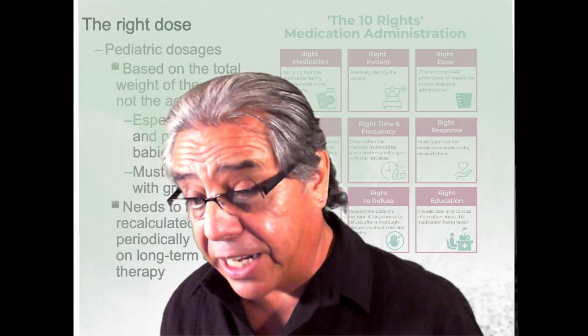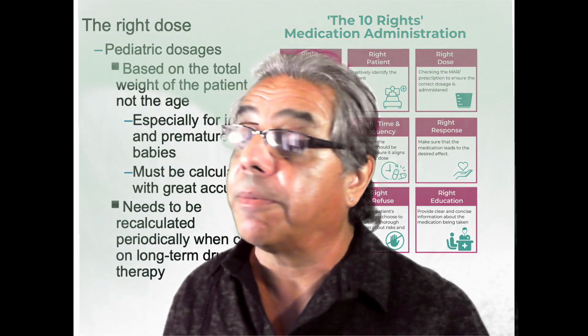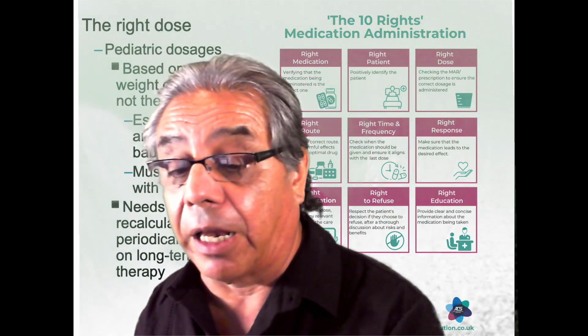Pediatric dosages are based on the total weight of the patient, not the age of the patient. This is especially true for premature babies. And as you might imagine, this has to be calculated with very great accuracy. They need to be recalculated periodically when the child is on long-term drug therapy because of growth and development.